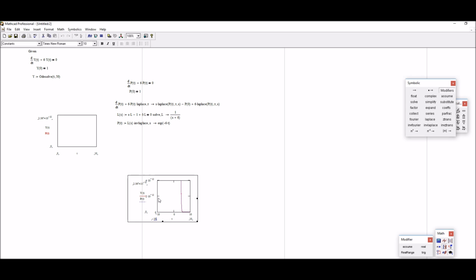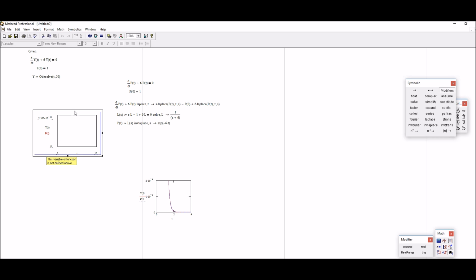Here in the x-axis, I'm changing the range, making it 0, and then maybe 5 or something, or 4. Yeah, and you can see they are overlapping. So basically this is the same solution. This is the analytical solution, and this one here was just the numerical one.